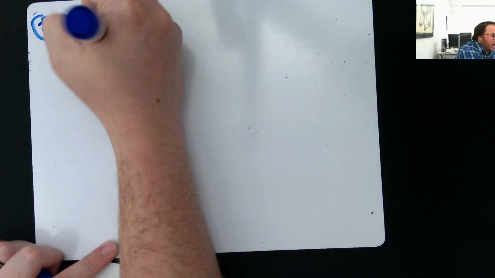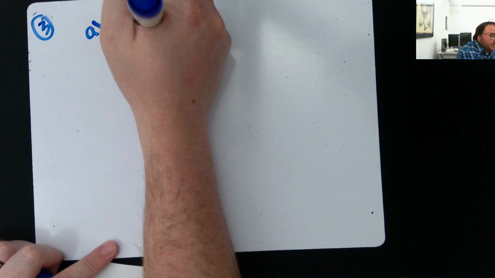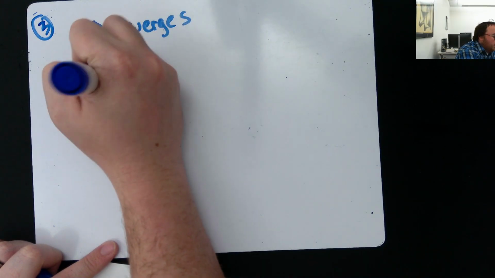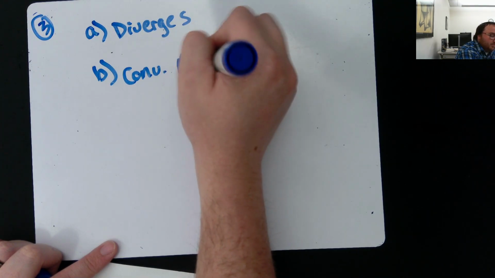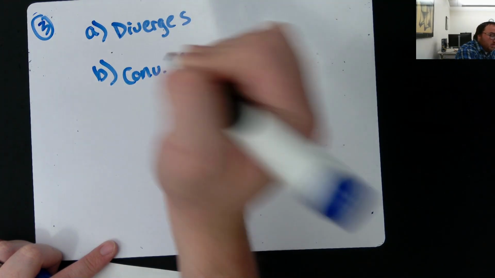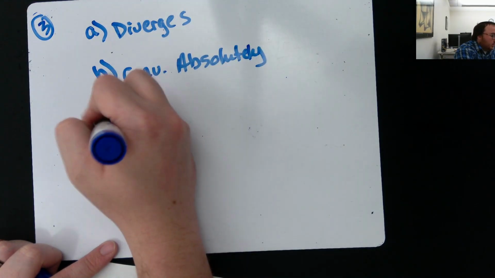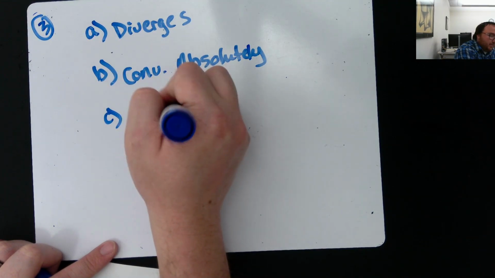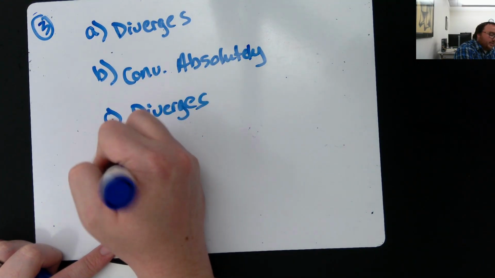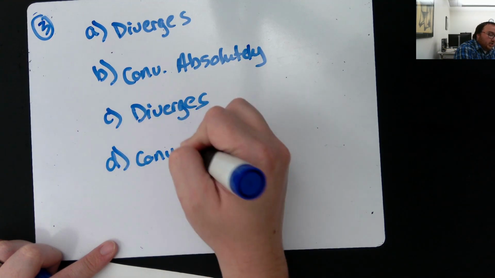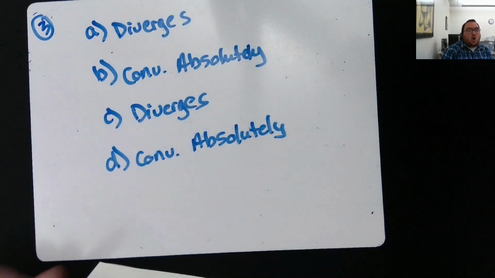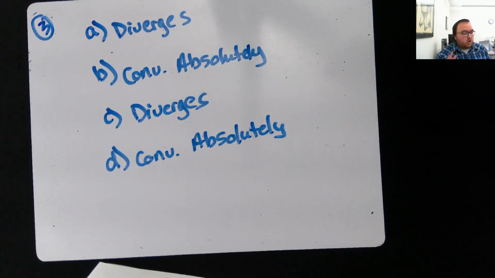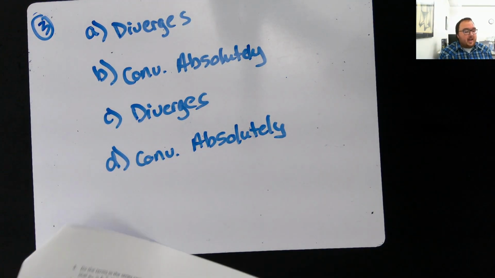For example A, it diverges. Example B, converges absolutely. For C, diverges. And for D, converges absolutely. So again, try those on your own. And if you need any help, let me know.